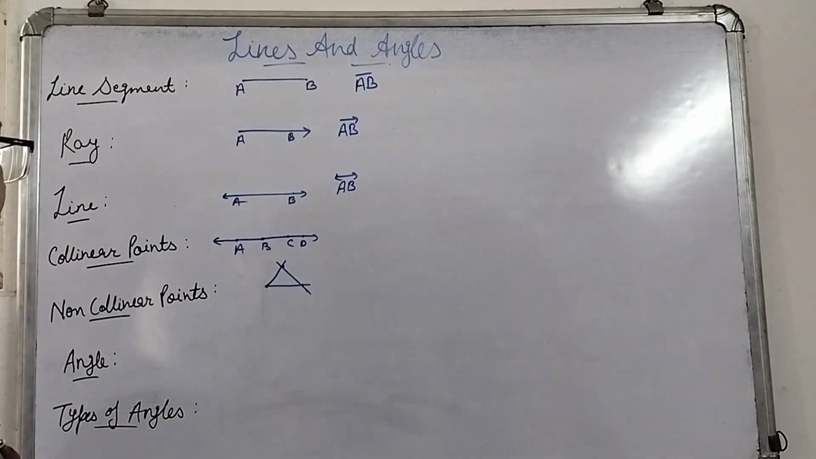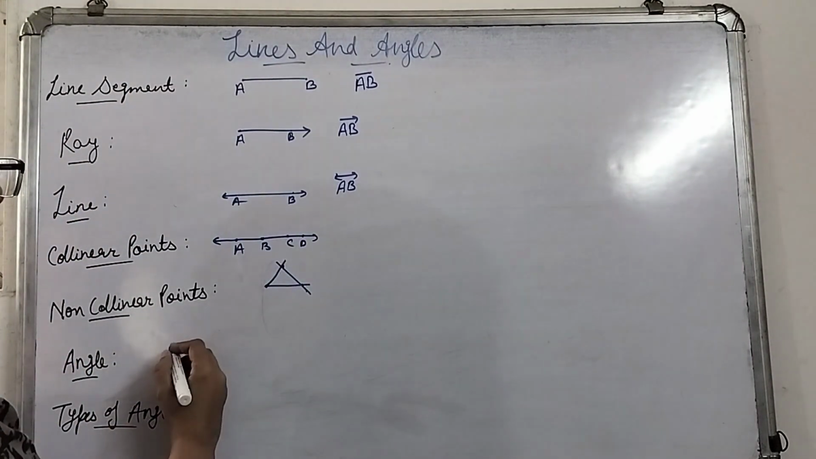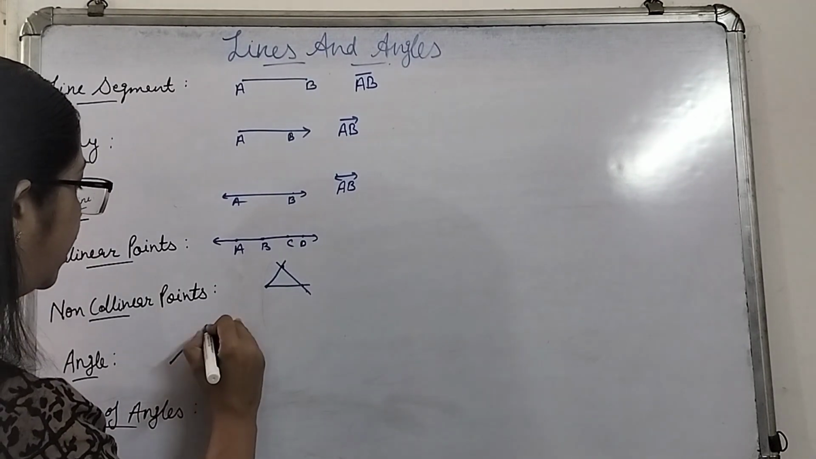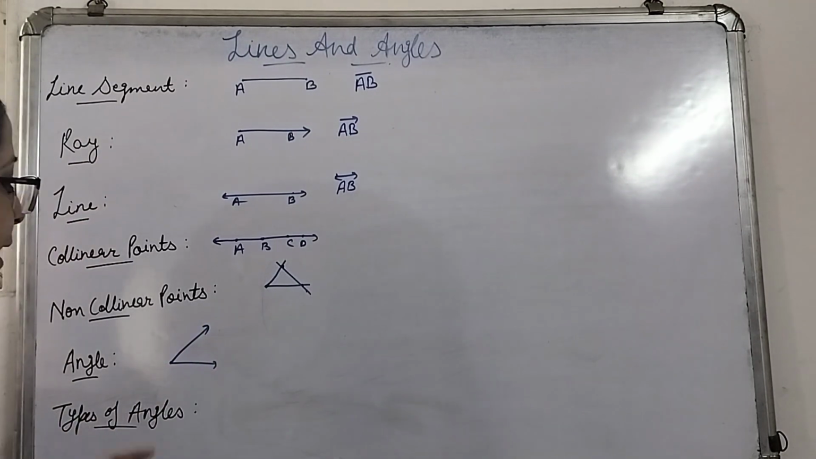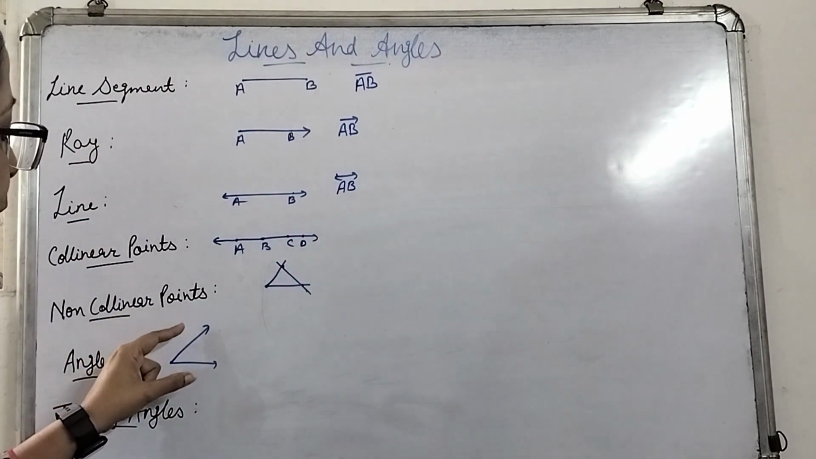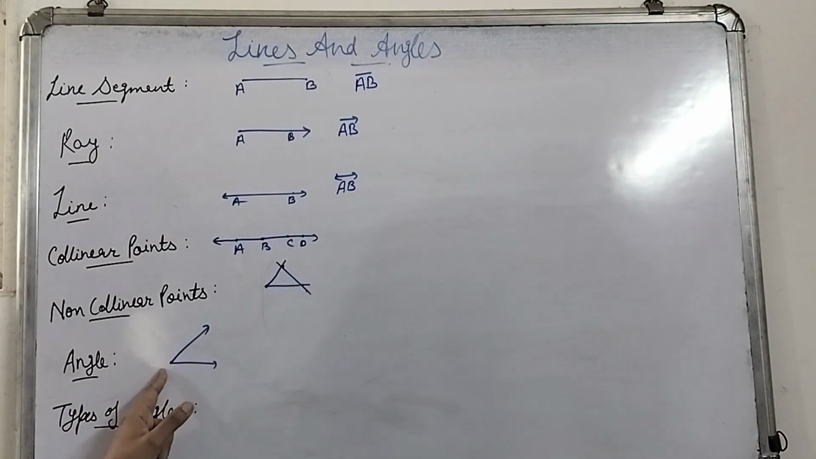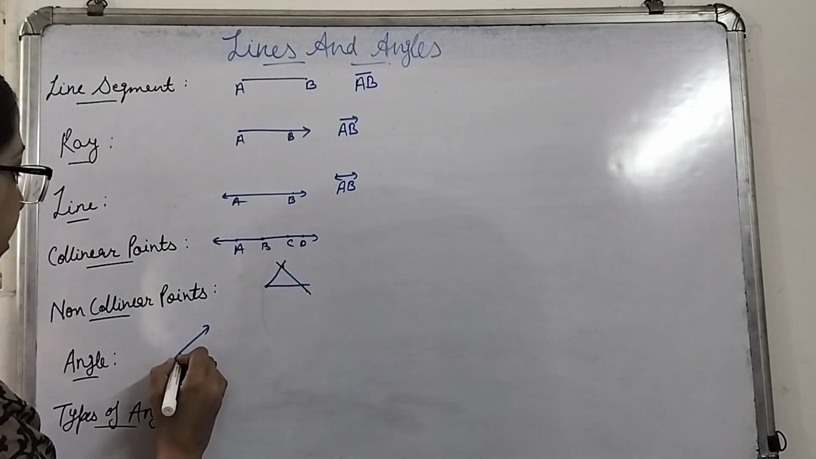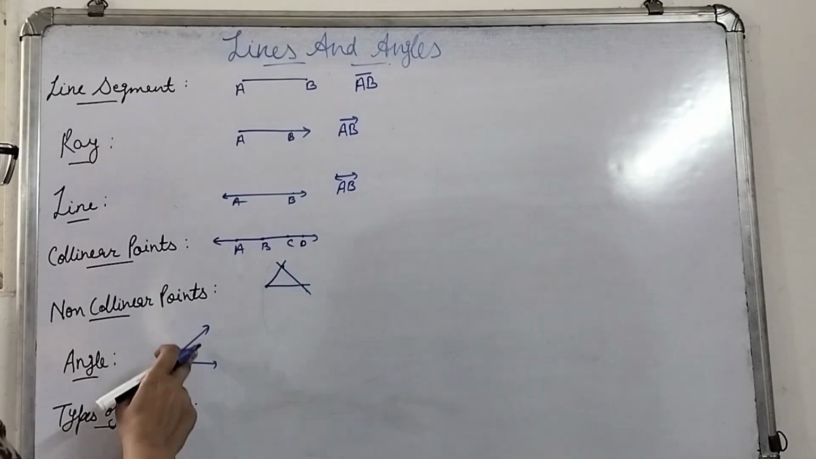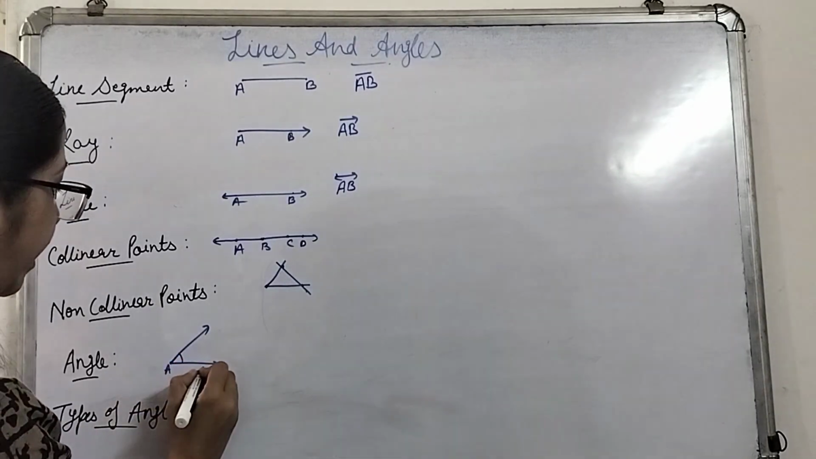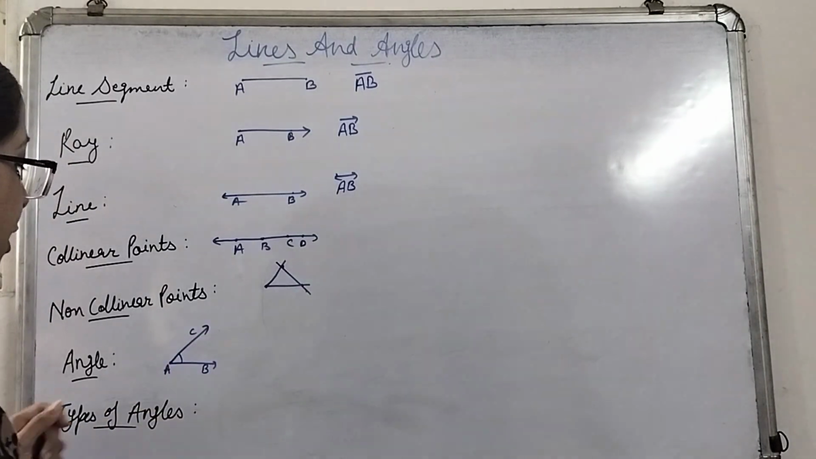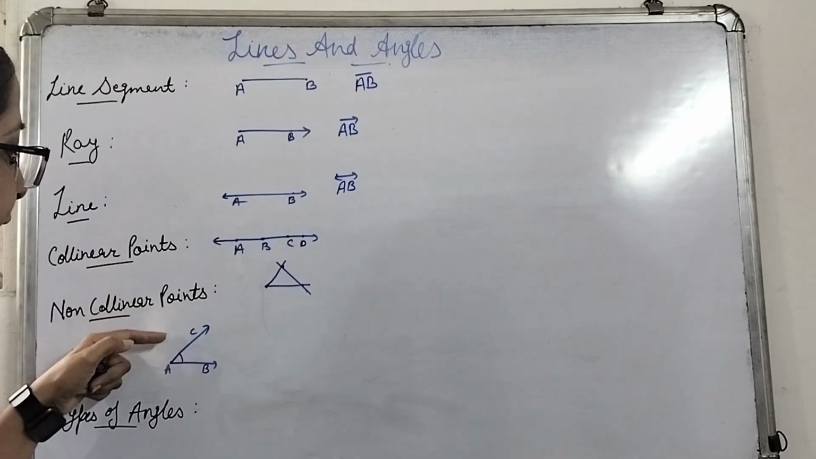Then comes your angle. So what is an angle? If we take 2 rays which originate from the same point, that means the endpoints of both the rays are the same, then an angle is formed. This is your angle. Here there are 2 rays. Suppose this is your A, this is your B, and this is your C. So ray AB is there and ray AC is there.